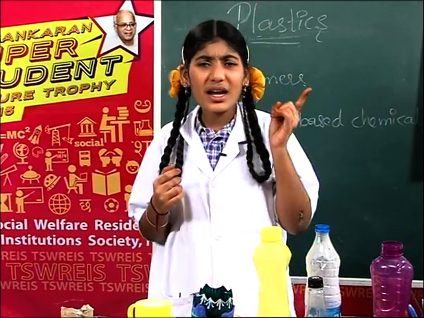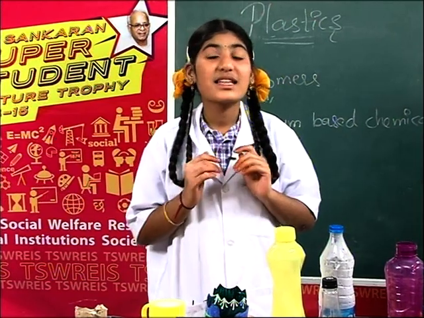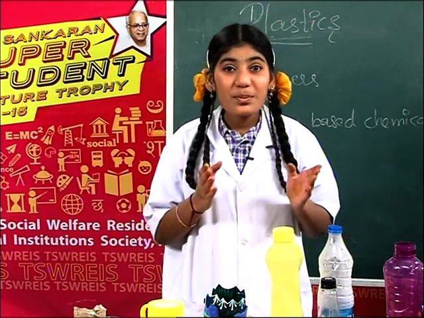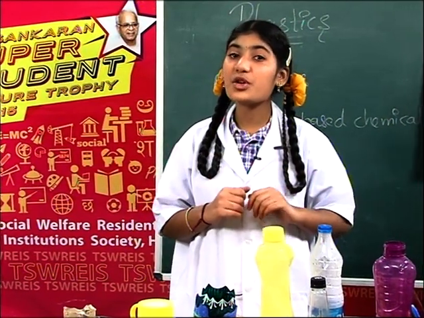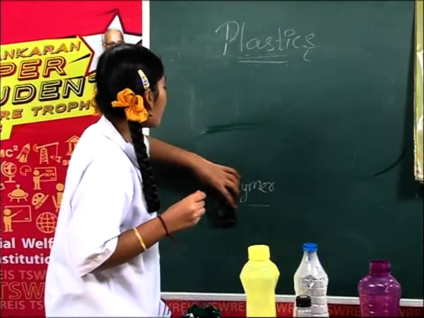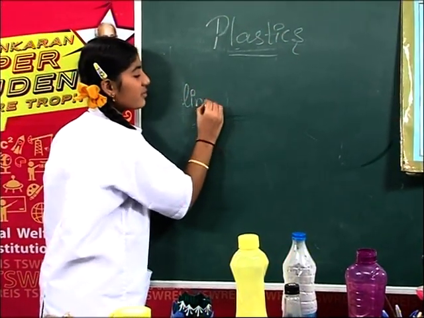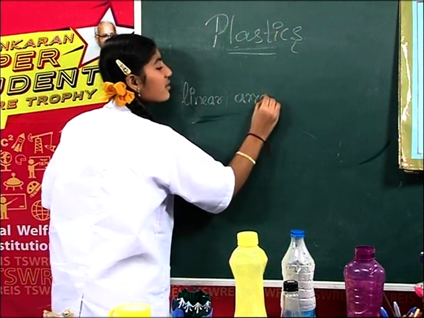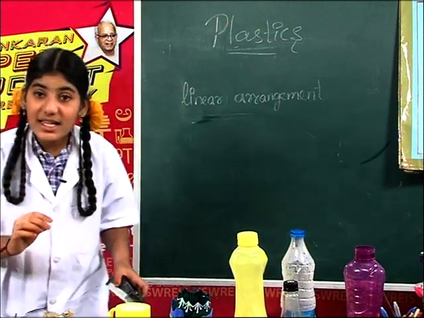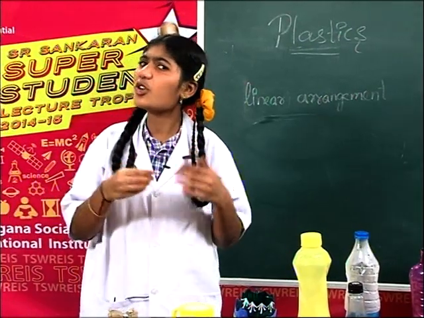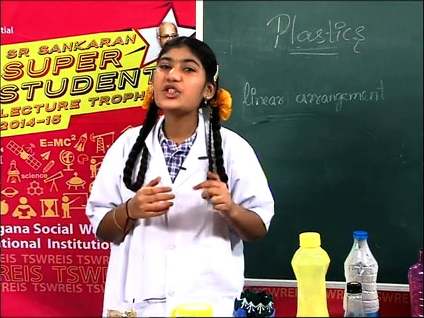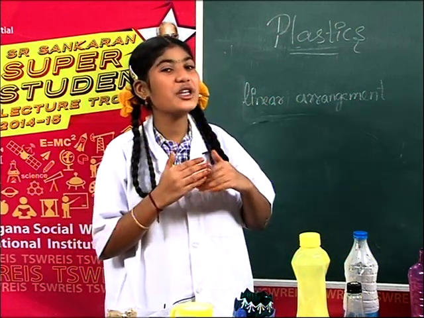Friends, I think maybe a doubt arises in your mind. Yes, why are the thermoplastics melting in the flame? Yes, friends, thermoplastics have linear arrangements of monomers. Linear arrangements. So, due to this, they will melt in the flame. We already discussed that thermoplastic is not much strong. So, due to this, it can easily deform in the flame.